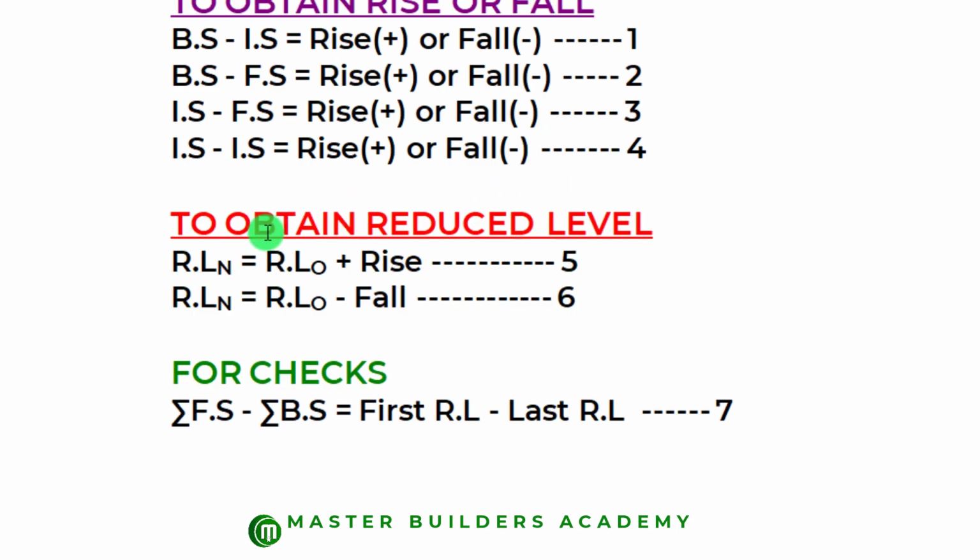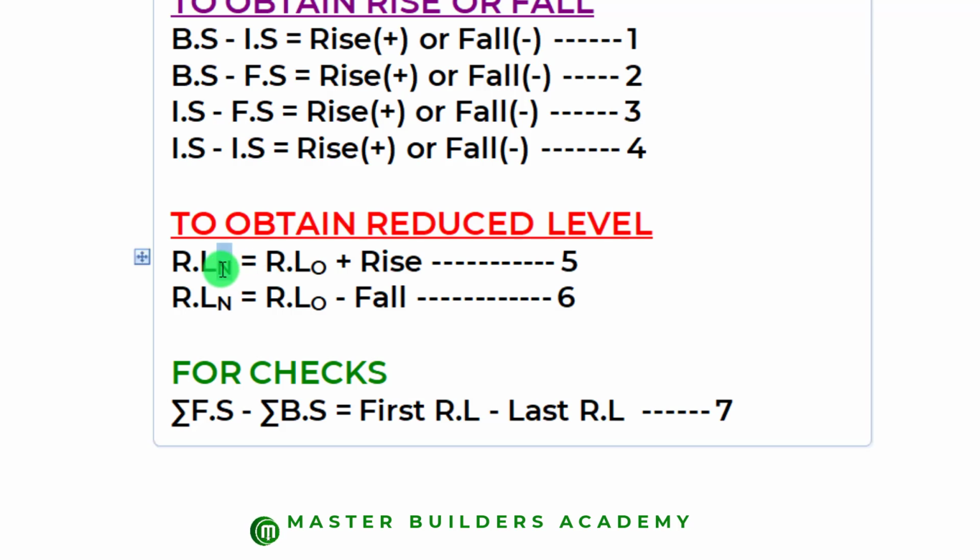Then to obtain the reduced level, which is the elevation for each of these points, TP1, TP2, TP3, TBM5, because it was only BM5 that was given, these are the formulas. New reduced level, where subscript N is for new and subscript O is original, previous or old, is equal to previous reduced level plus rise. Why are we adding rise? Because rise is a positive value. Then equation six: new reduced level is equal to old reduced level, which is the previous reduced level, minus fall. Remember, falls are always negative.